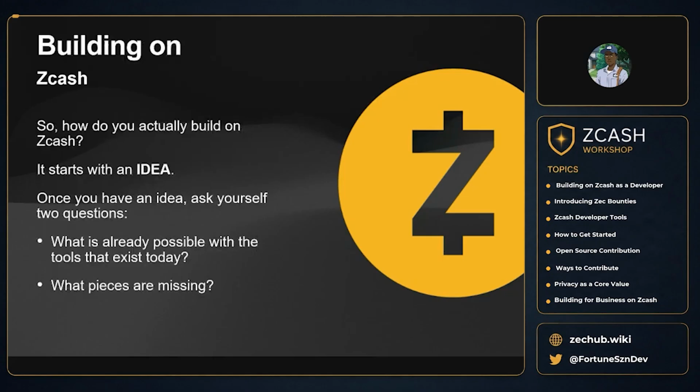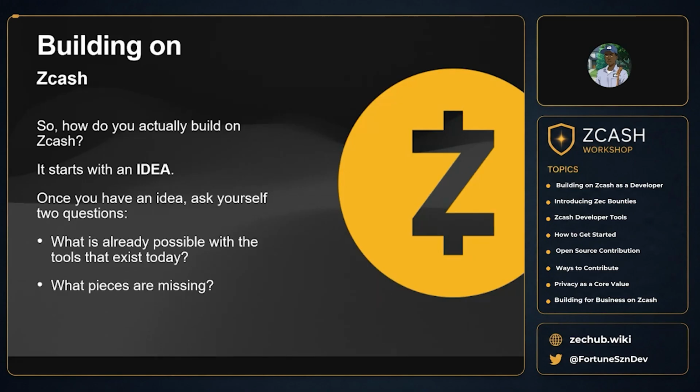So now, building on Zcash, how do you actually build on Zcash? Well, it all starts with an idea. Yeah, you have to have an idea. So once you have an idea, like what do you want to build, how do you want to contribute, what is the thing that fascinates you, what passion do you have? That we call an idea.